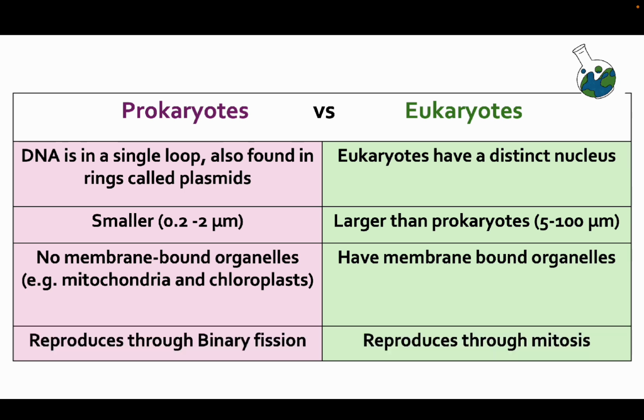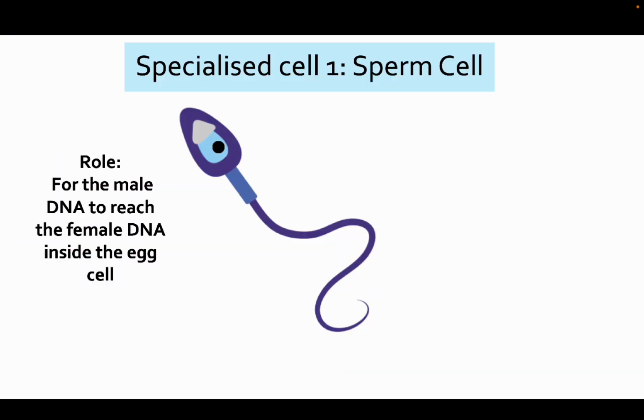Prokaryotes reproduce through binary fission, whereas eukaryotes reproduce through mitosis. The first type of specialized cell is called a sperm cell. The role is for the male DNA to reach the female DNA inside the egg cell.